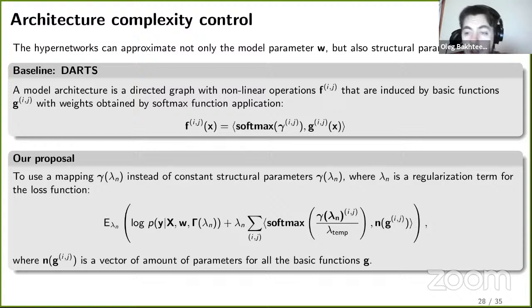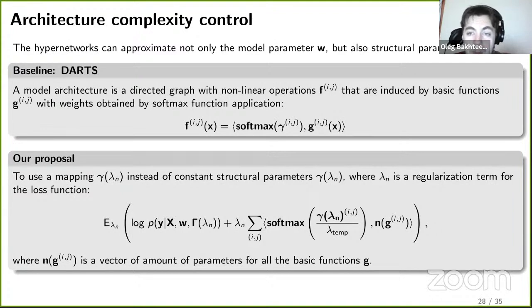If we continue our work on hypernetworks, we can go further and try to model not only the parameters of the model, but also the structure of the model with respect to complexity control. Here we use as a baseline the DARTS method. It's a gradient method that is used for neural architecture search. Its main principle is on the slide. As in the formal problem statement, we use some gamma vector that controls the importance of all the operations, and we use the softmax function to normalize it.